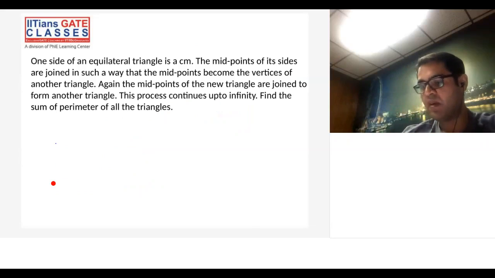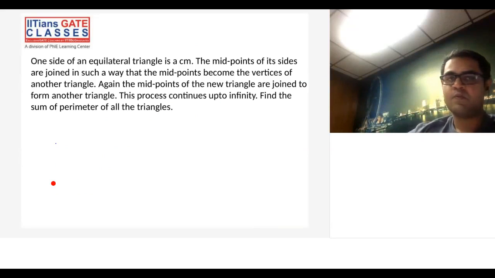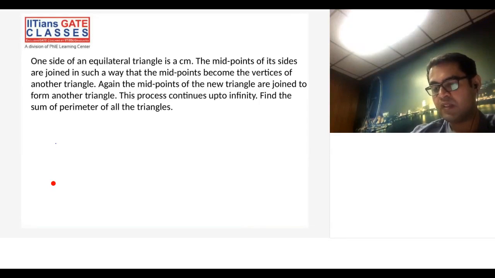Okay, right, now this is again a different kind of problem in which you are actually required to use sequence and series concepts. Okay, so I'll let you try this once. I'll just read the question for your comfort and then you can try. One side of an equilateral triangle is a centimeter. Here a is a constant. Okay, a centimeter is the length of the side.